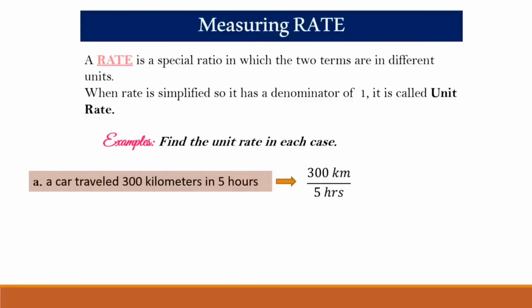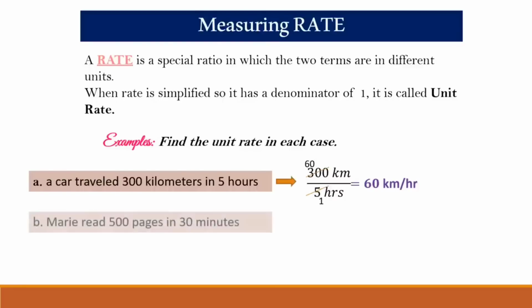Since we have to have a denominator of 1, we divide our given 300 divided by 5, and we can cancel that. So we have 60/1 when we divide 300 by 5. So the result, or the unit rate, is then 60 kilometers per hour. So the car is traveling 60 kilometers per hour.